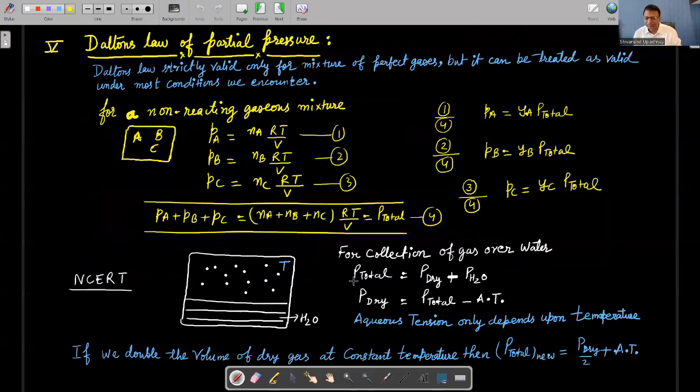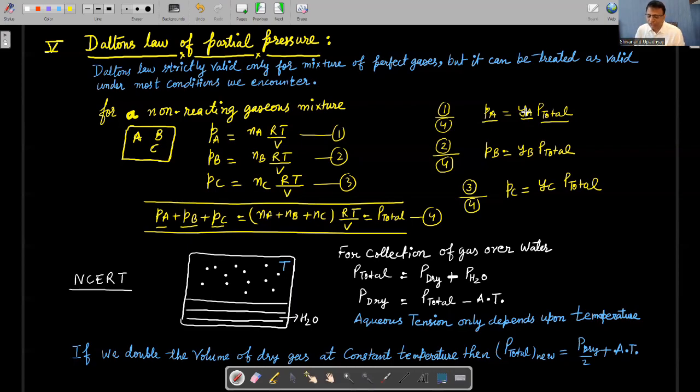Let us move further. Till now we have been discussing experimentally derived laws, and this is also one of the laws, Dalton's law of partial pressure. According to Dalton's law, we write it in two forms. One is that the partial pressure of a gas is equal to the mole fraction of that gas into the total pressure. And the second way is that the sum of the partial pressures of all the gases in the container is equal to the total pressure. So these are the two forms of Dalton's law of partial pressure.